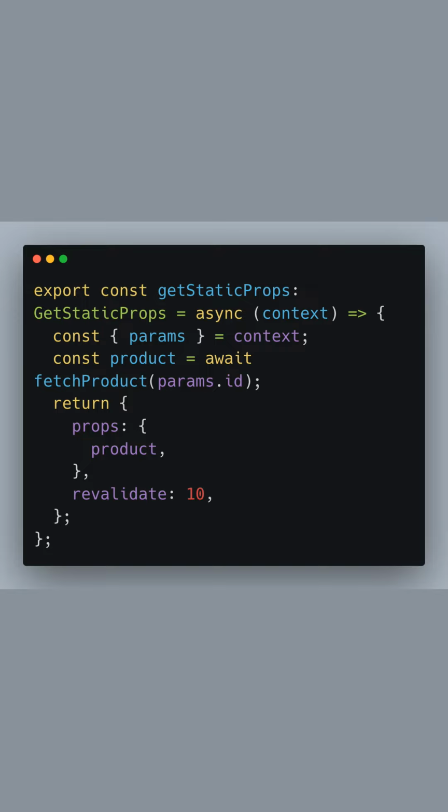The getStaticProps function also runs asynchronously. It receives a context object containing parameters for each path. Here we simulate fetching product data based on the provided id. Once fetched, we return the product as props to our Product component. The revalidate property set to 10 means the page will be regenerated every 10 seconds if there are requests coming in, ensuring that the content remains fresh.